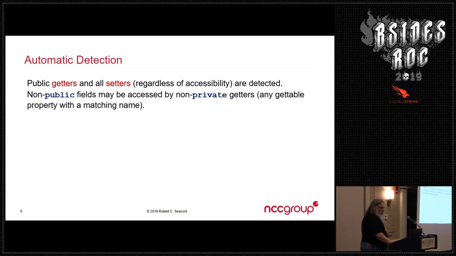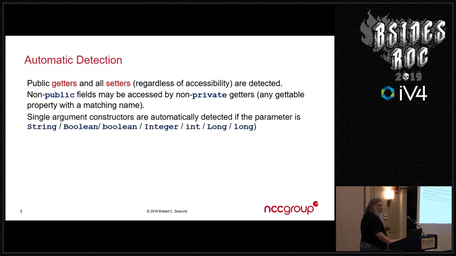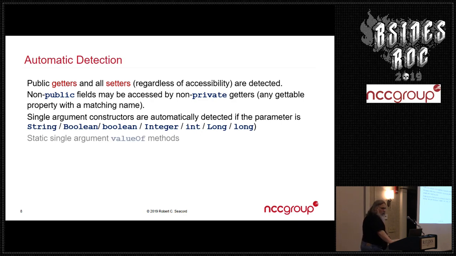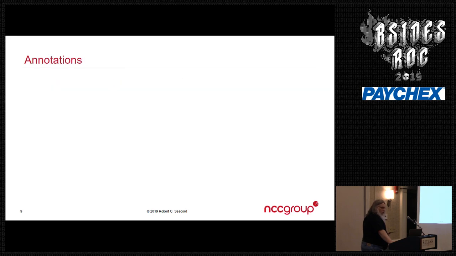So non-public fields can be accessed by non-private getters, so just any getter property with a matching name, and also single argument constructors are automatically detected if they use one of these basic types: string, Boolean, integer, and long. And also static single value argument valueOf methods are automatically detected.